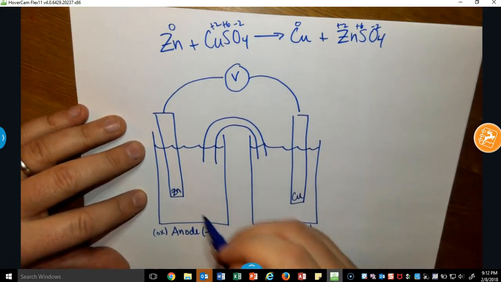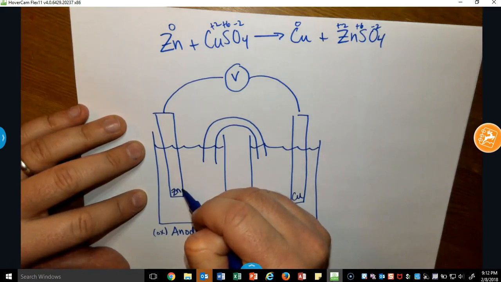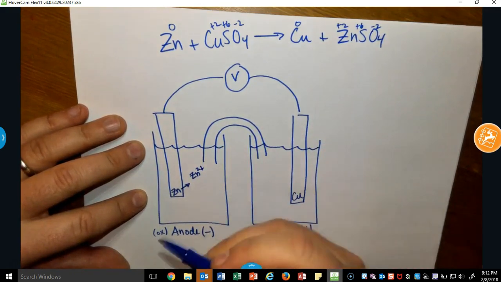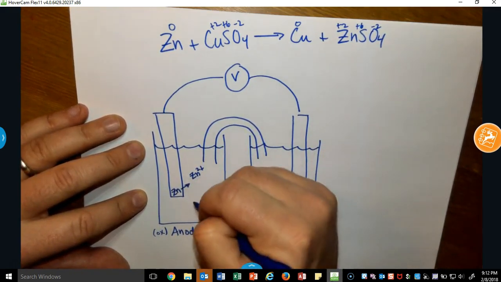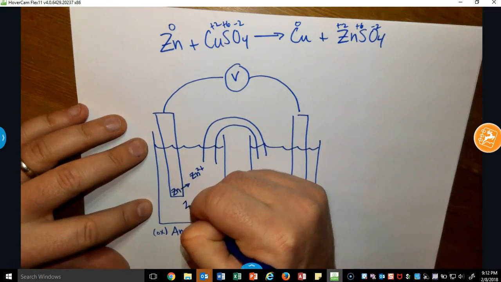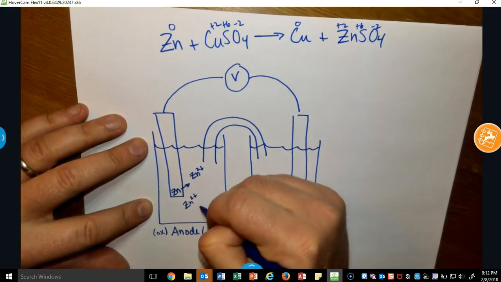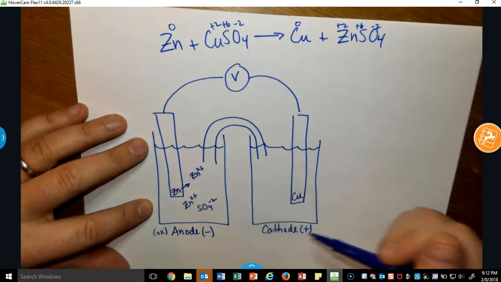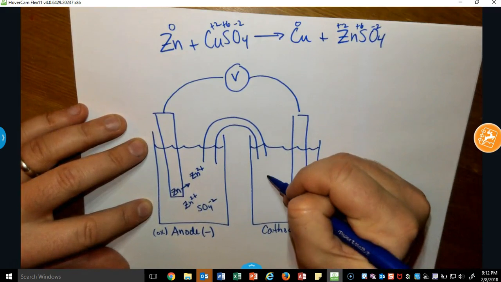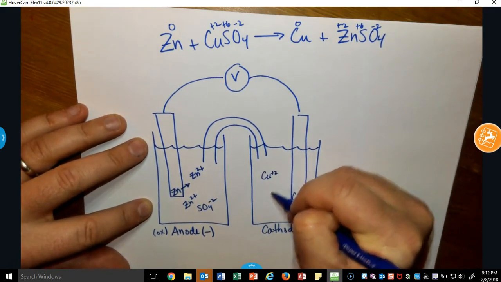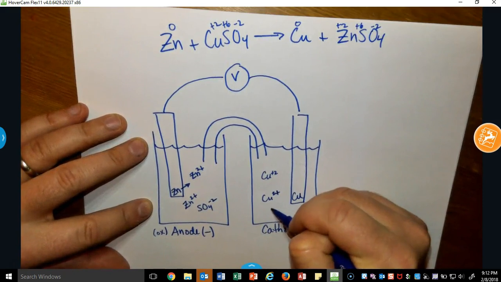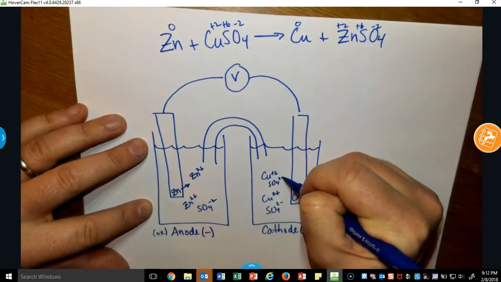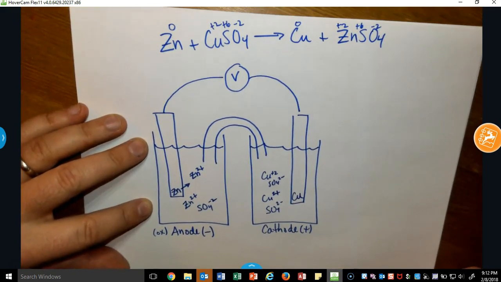Now what's occurring at the anode is zinc atoms are being oxidized into zinc ions. Now because that's true, the electrolyte at the anode would be a solution of zinc sulfate. So we'll have additional zinc ions and sulfate ions floating around in there. Now reduction occurs at the cathode, so we'll need some copper ions in that solution in order to be reduced. So we'll have a solution of copper sulfate at the cathode, excuse me.